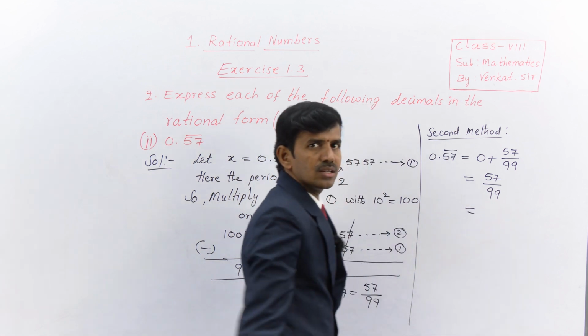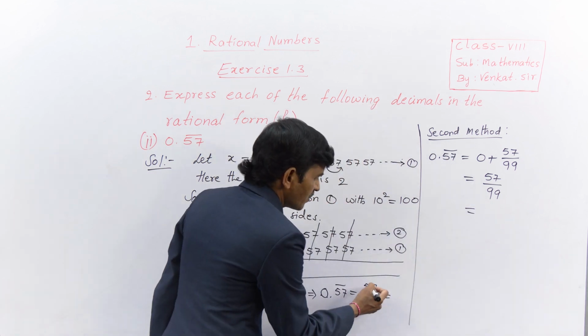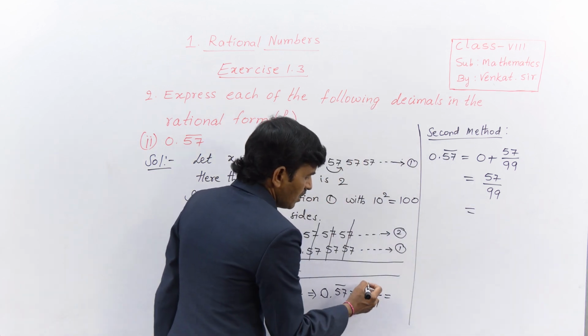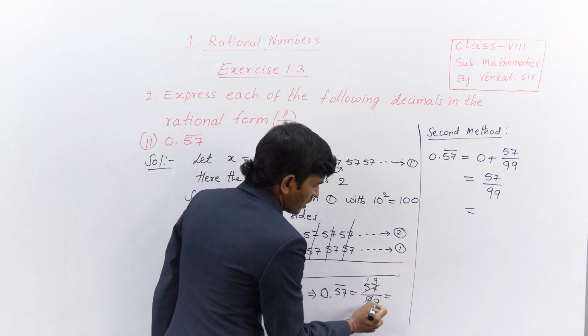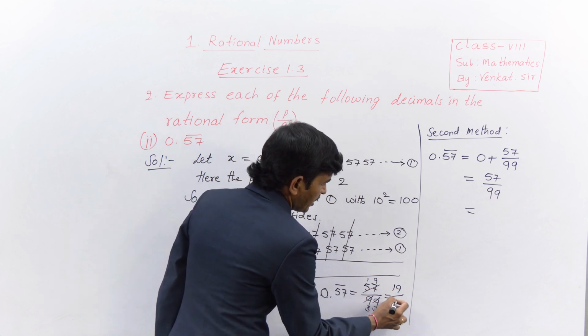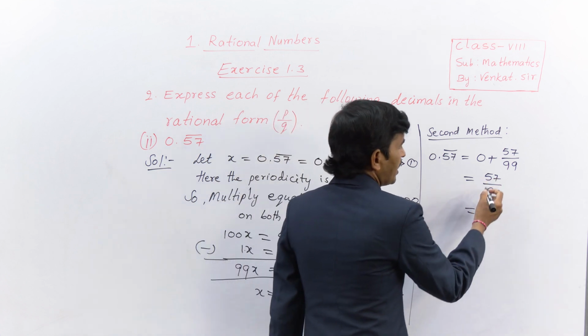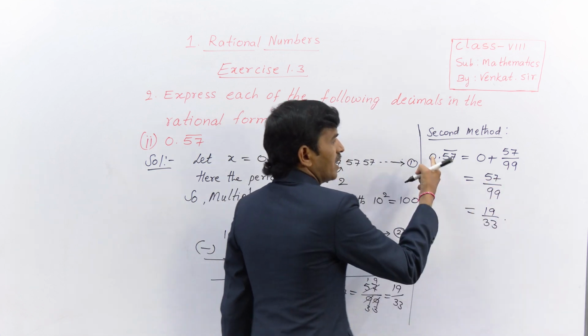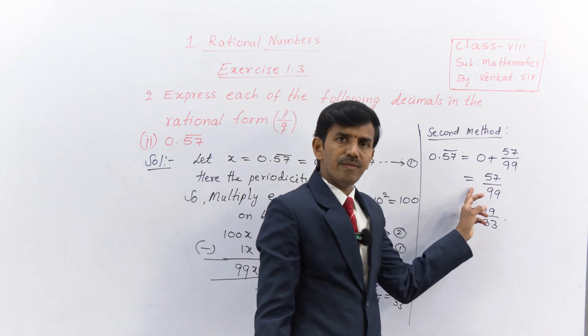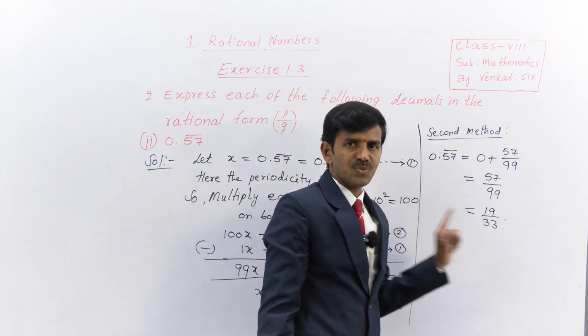Also simplify in both the cases, that is with the 3 table it can be cancelled. 3 ones are 3, 3 nines are 27; 3 threes are 9, 3 nines are 27. So that gives 19 by 33, got it. In the same manner here also 19 by 33. Whenever the answer comes in p by q form, we can convert it into the simplest form.